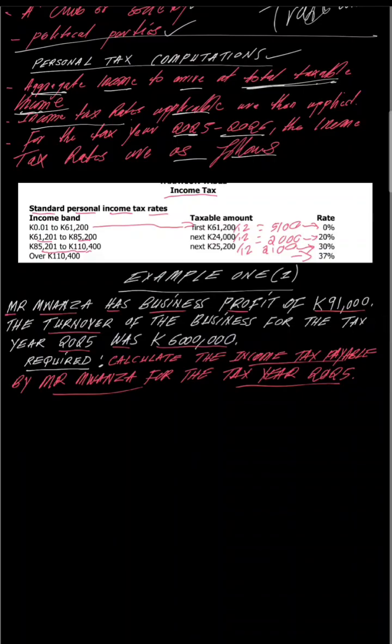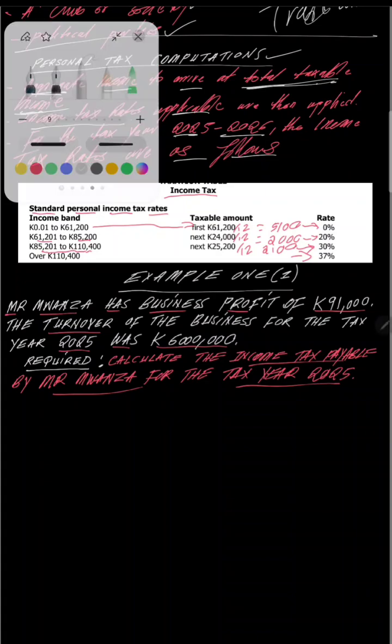So we're going to apply these bands to calculate the income tax payable by Mr. Mwanza. So we are applying the personal income tax computation because this is not an incorporated company. So when you're solving such kind of questions, the first thing that you're supposed to do is to put a title on your computation. So you start with a title.